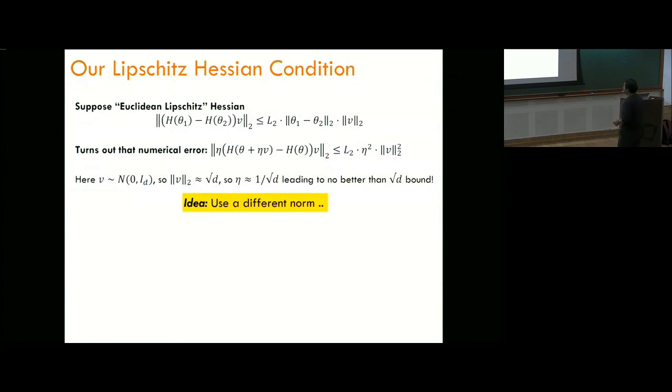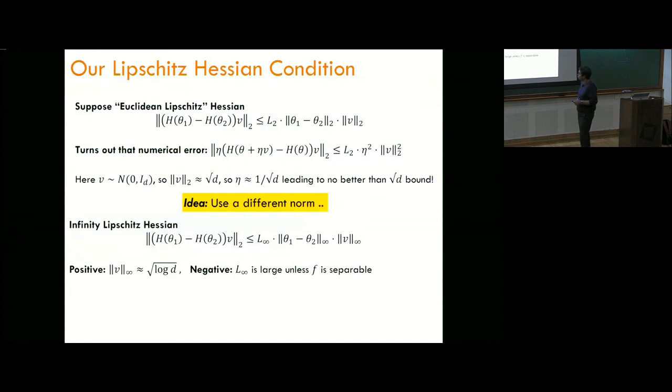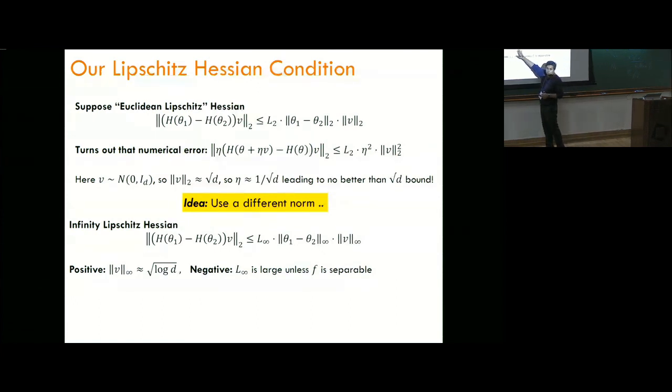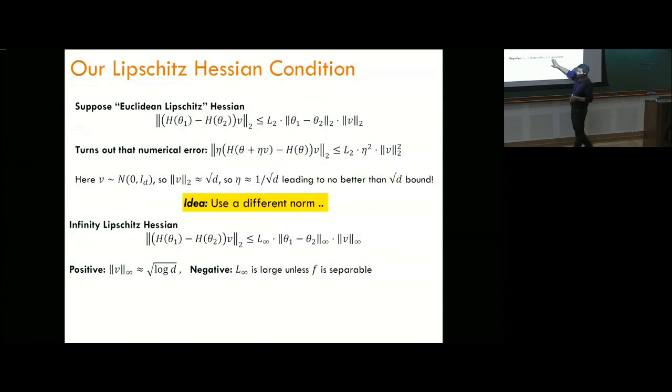So that is where this other thing comes up. This is what we define. This is a norm that we look at. And in this norm, the positive thing is that if you pick a random Gaussian vector and look at the infinity norm, it's root log d. The bad thing is that, as I think you pointed out, this L infinity could be large unless the function is separable. This is a useful case. It's not a useless case. But we want to do something more than separable.